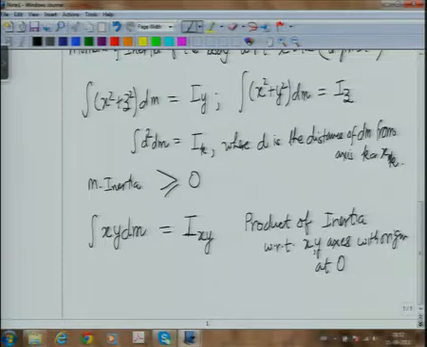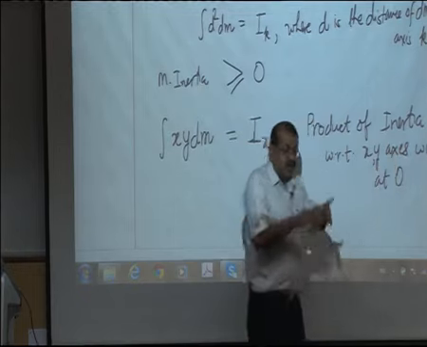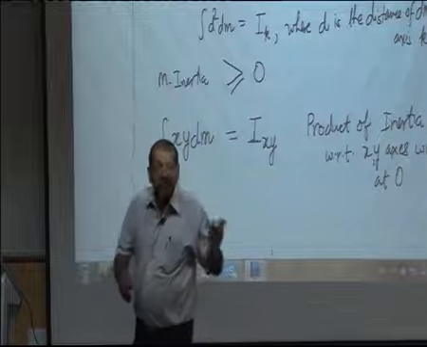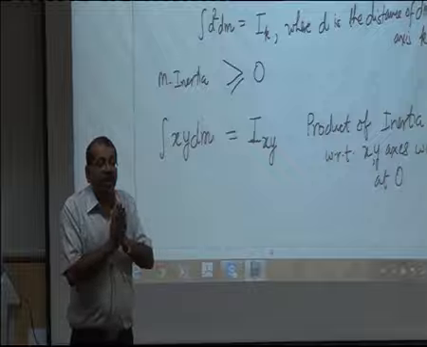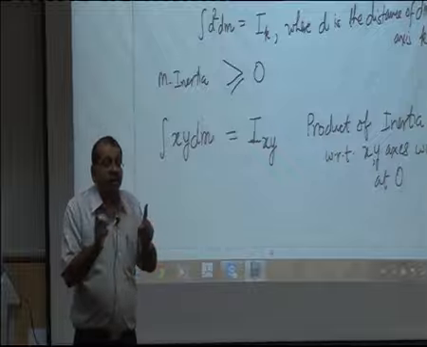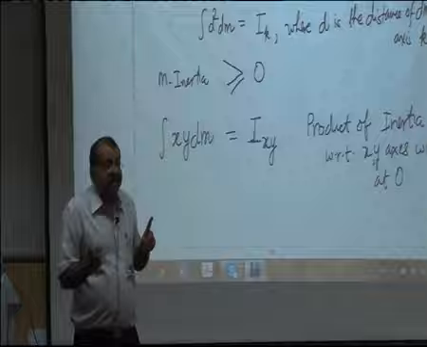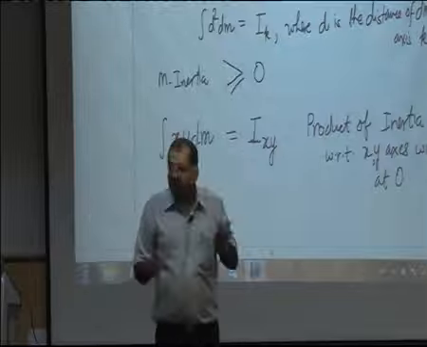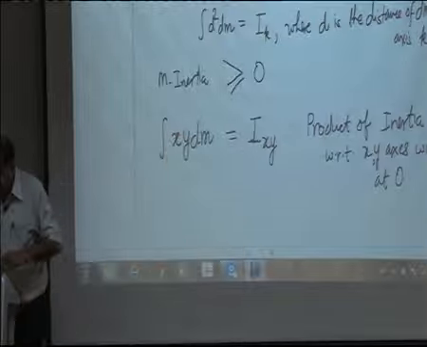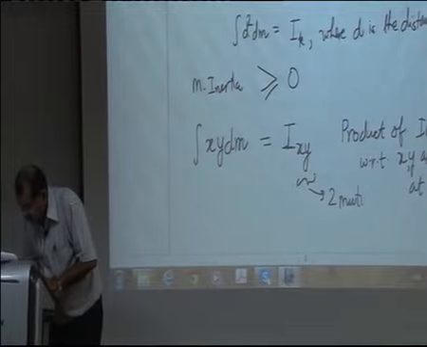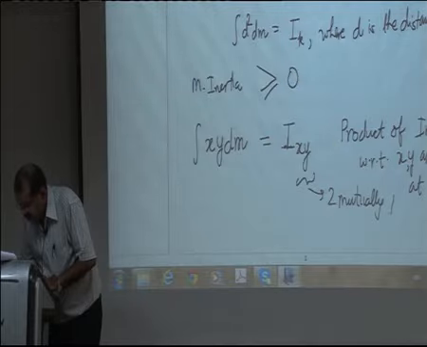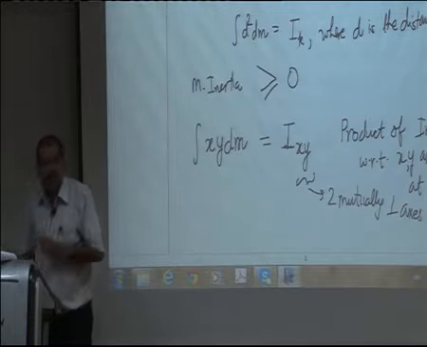It is x comma y and there is a plural here. I didn't write x, I wrote x's. So there are two. That means one thing is very clear. For you to be able to define a product of inertia, we are talking of two mutually perpendicular axes. It can't be about a single axis. So this has to be about two mutually perpendicular axes, x and y.